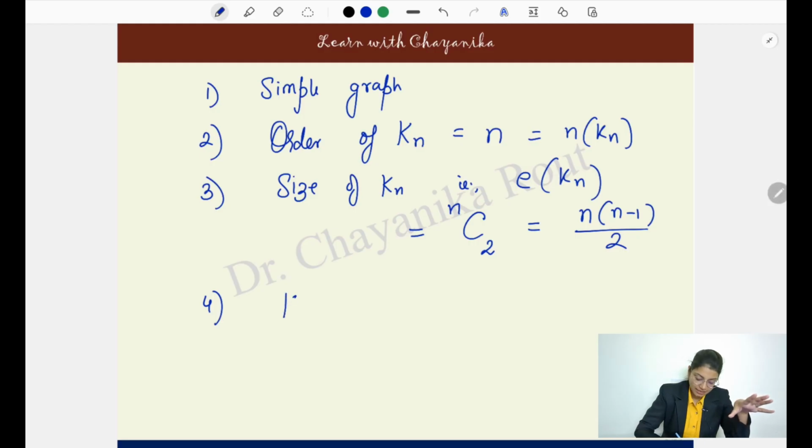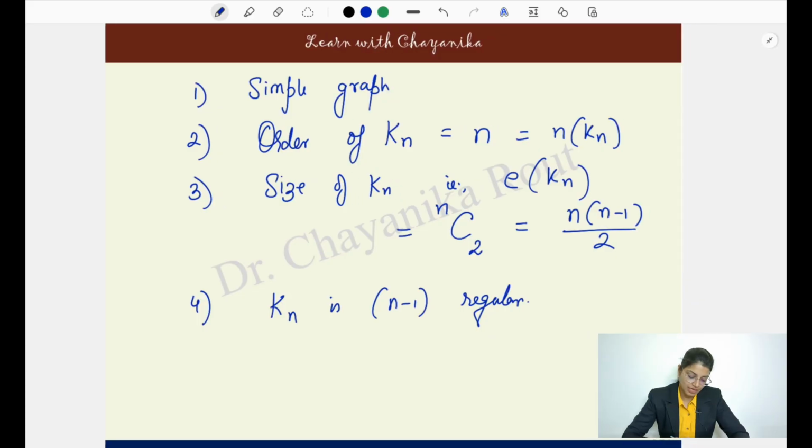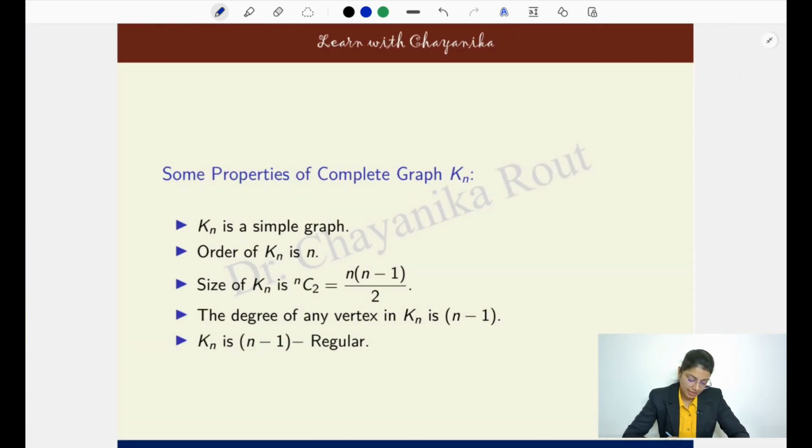Next point is regularity. If you check carefully, every complete graph is regular. K1 is 0 regular, K2 is 1 regular, K3 is 2 regular, K4 is 3 regular, K5 is 4 regular. So basically Kn is n-1 regular. In Kn, every vertex has degree n-1. Why? Because in Kn, where you have n vertices in total, every vertex is adjacent to all the other vertices. So for each vertex, there are n-1 remaining vertices. So it has to be adjacent to the remaining n-1 vertices, making its degree n-1. This is true for all vertices in the graph. So Kn is a regular graph in which the degree of every vertex is n-1. So it is n-1 regular graph. These are the points that are summed up here also in this slide, as I have already discussed.